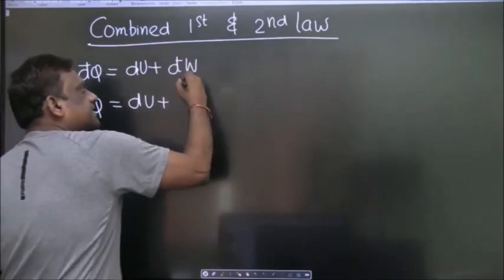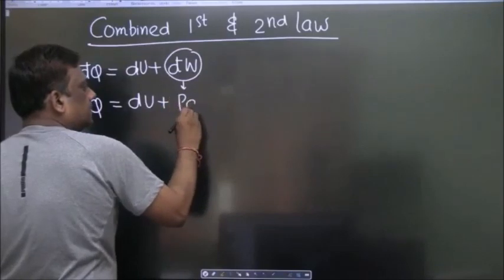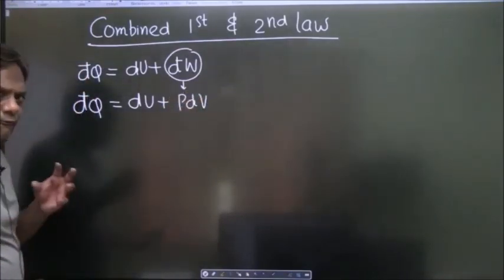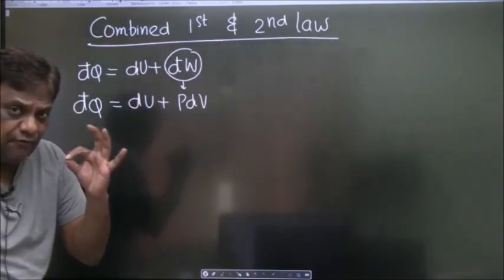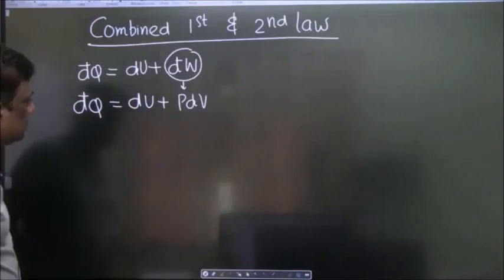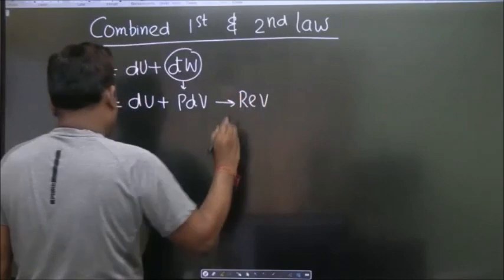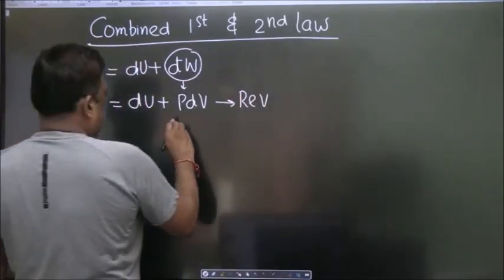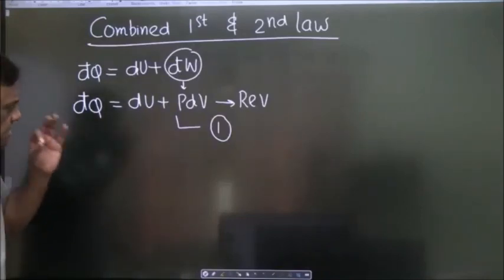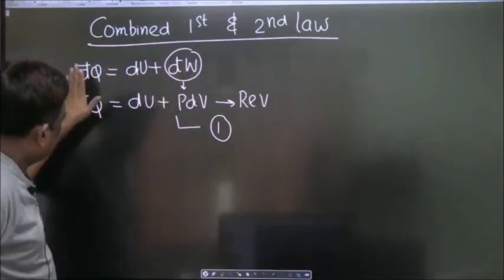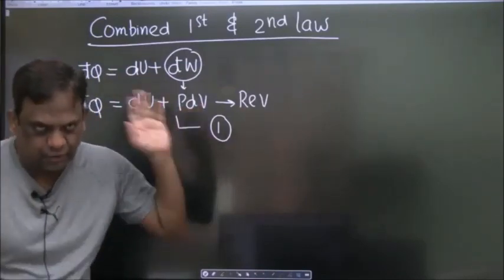I am replacing this work with PdV. And you know, my dear students, whenever I replace work with PdV, it is strictly valid for a reversible process. So now I can say it is valid for a reversible process only. Let this be equation number 1. This is valid for any process, but this is strictly valid for a reversible process.